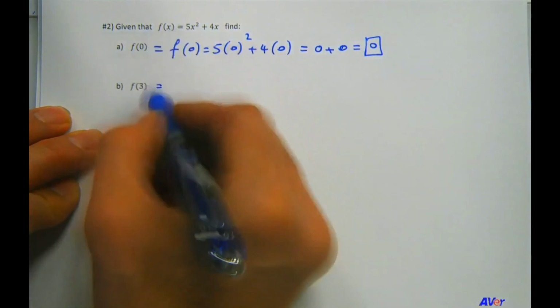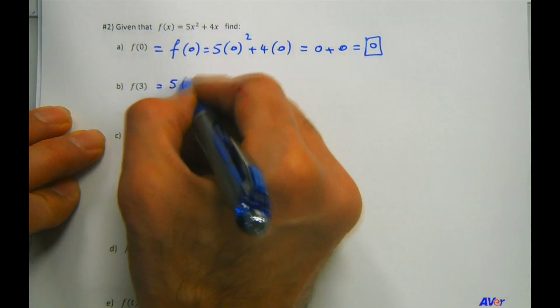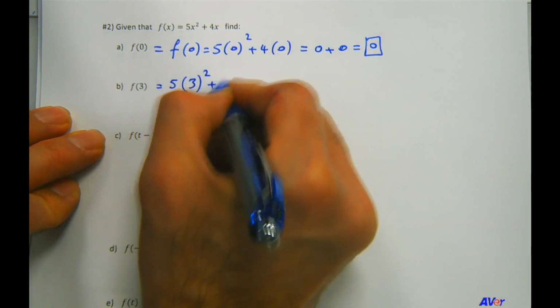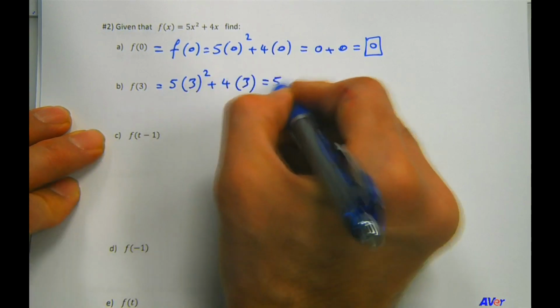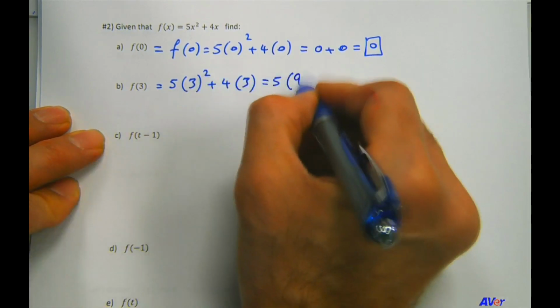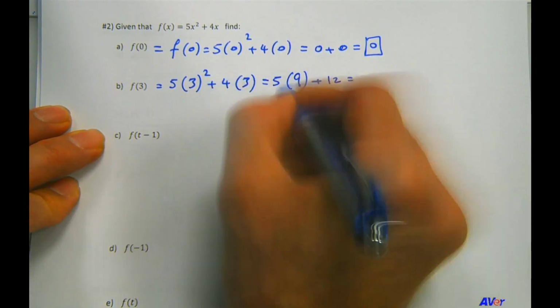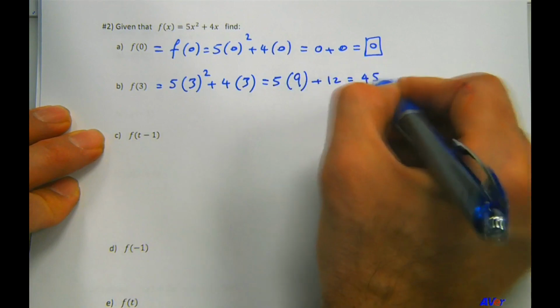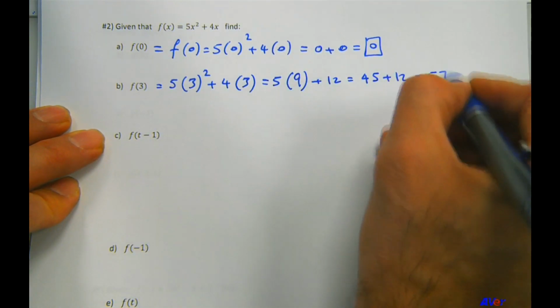The function at 3, we substitute for x with 3. So 5 times 3 squared plus 4 times 3. 3 squared is 9. So 5 times 9 plus 4 times 3 is 12. 5 times 9 is 45. Plus 12, it is 57.